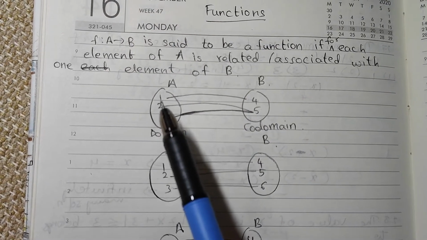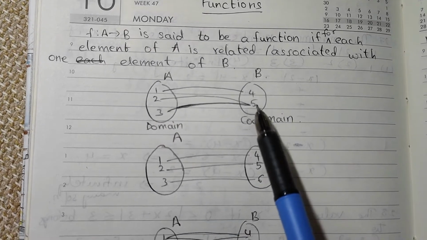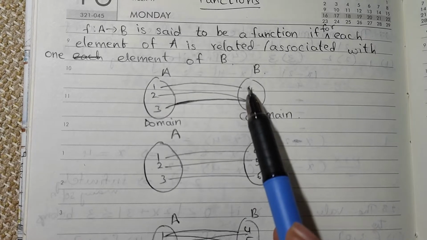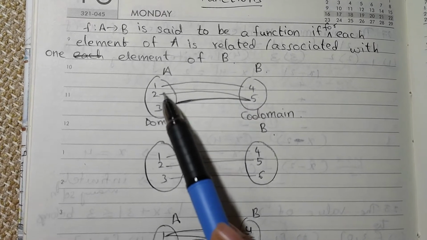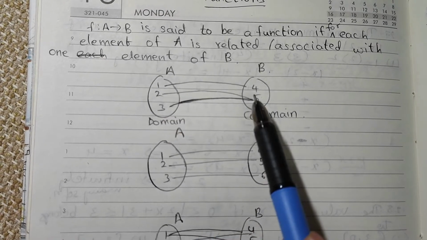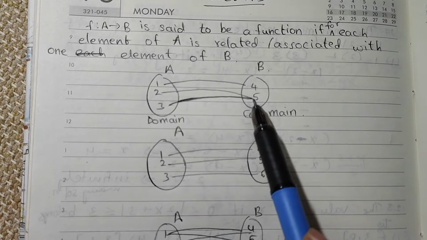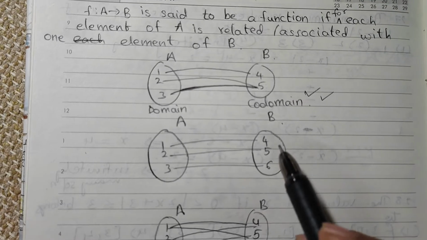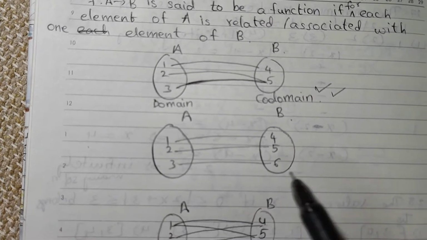So let's see, 1, 2, 3 is there in A, and in B 4 and 5 is there. So one element of A, that is 1, is related to one element of B. So 2 is related to one element of B and 3 is related to one element of B, that is 5. So in this case this becomes a function. Then let's see the second example.